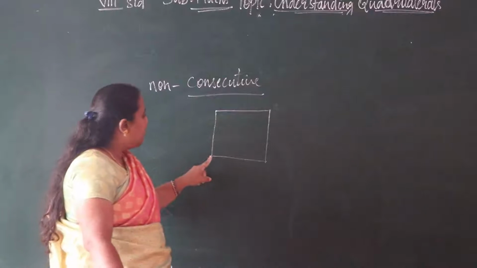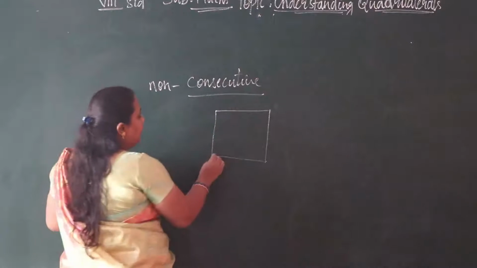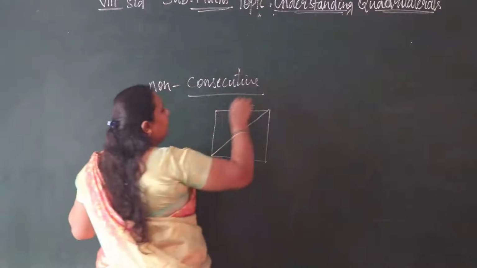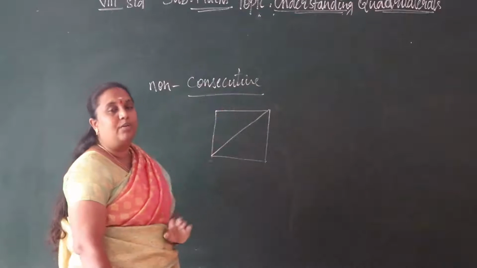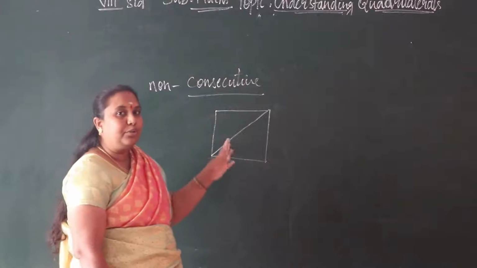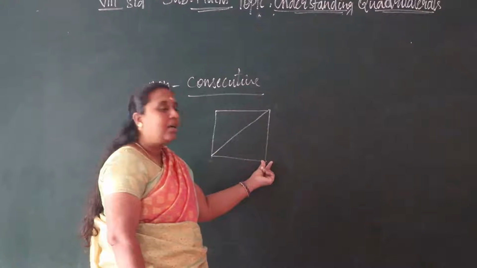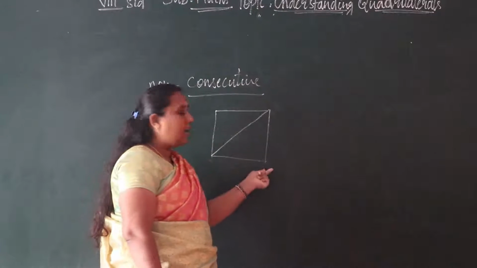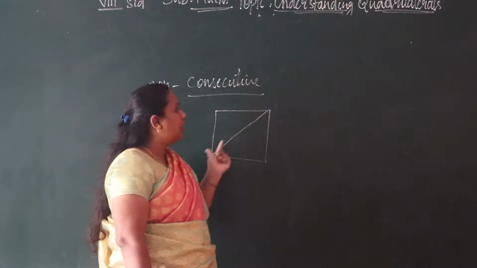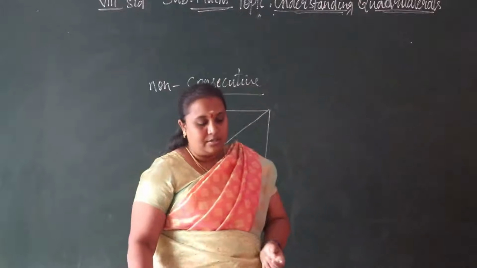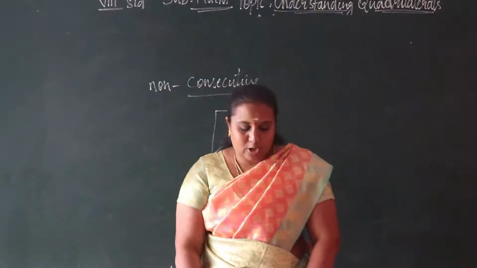So a diagonal is a line segment which joins two non-consecutive vertices. Two non-consecutive vertices. Now this and this are consecutive, so here we can't draw a diagonal. Okay. So the non-consecutive vertices. Understood now? Then we move on to another topic.